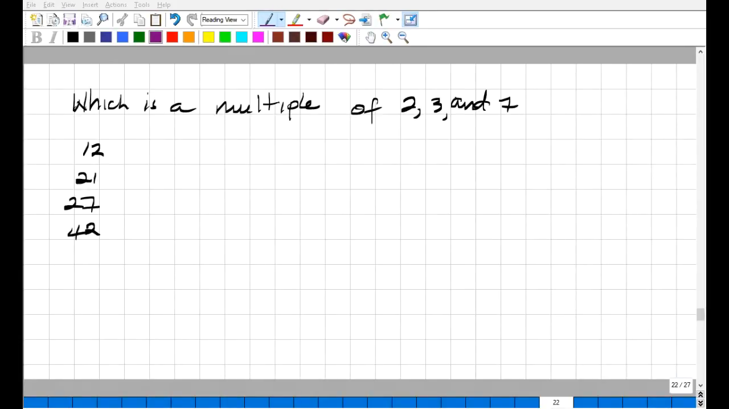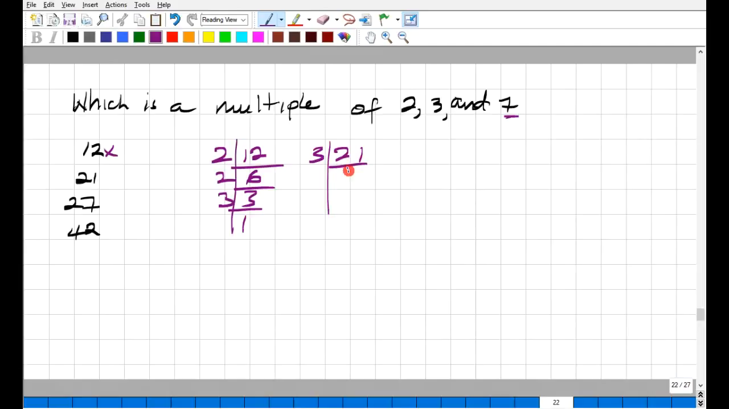If we were to use prime factorization, for example 12: 2 could go into the 12, 6 times. 2 could go into the 6, 3 times. 3 could go into 3, 1. So we have the 2 and we have 3, but we don't have any 7. So 12 is out of it. All right, let's go with 21.